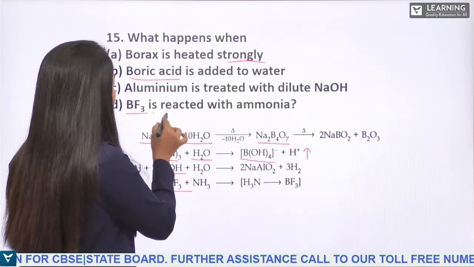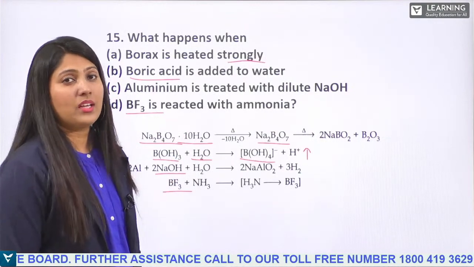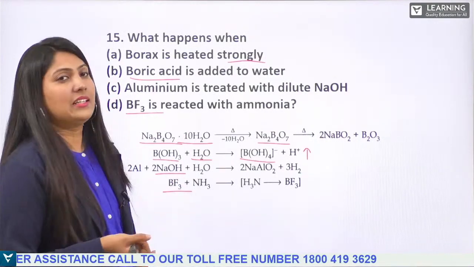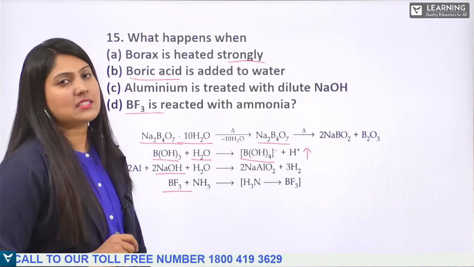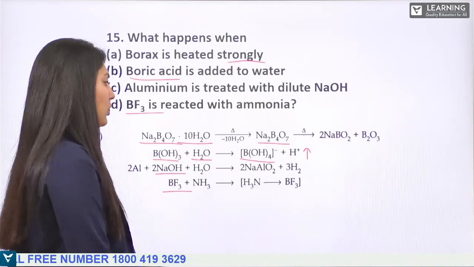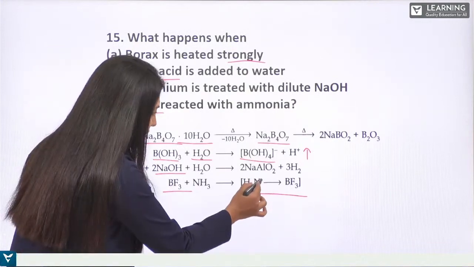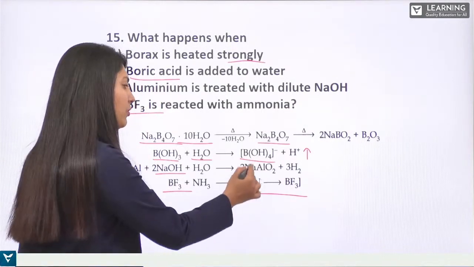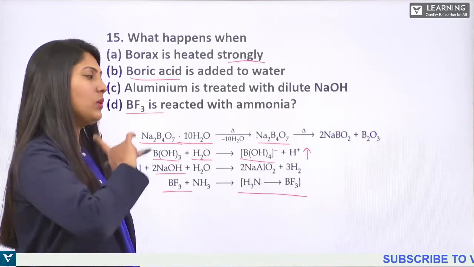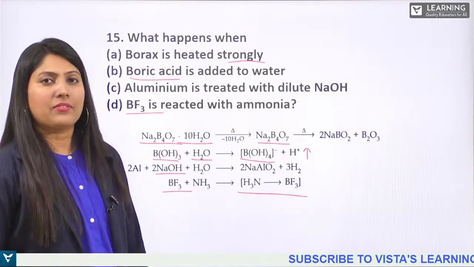And we have BF3, which is reacting with ammonia. BF3 acts as a Lewis acid, ammonia acts as a Lewis base, and they combine together and form this complex. Got it? This arrow mark you should remember, students. The lone pair of electrons present on the nitrogen will be donated to the boron of BF3.